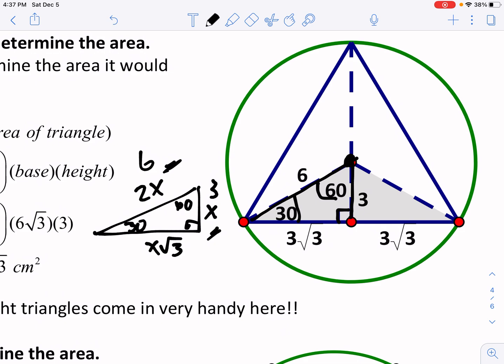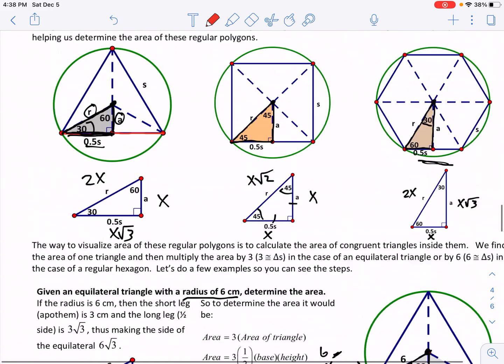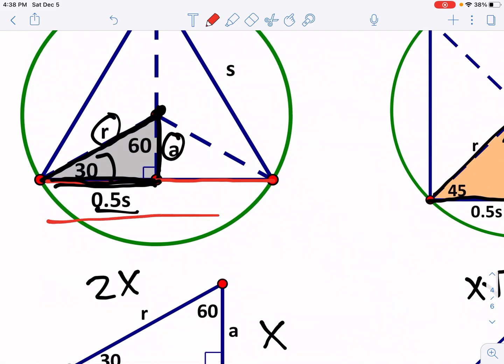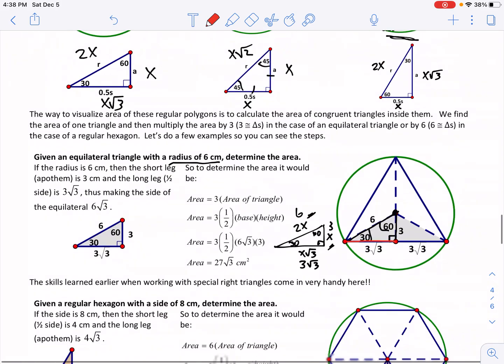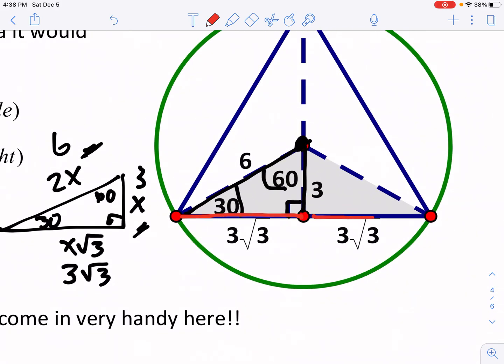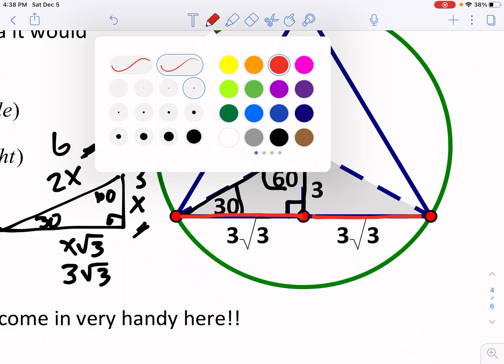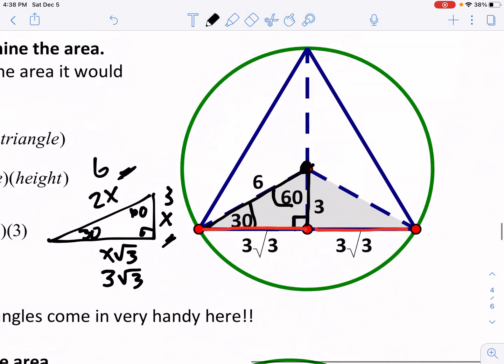Well, if this is 3, this makes this 3 square root of 3, okay? 3 square root of 3. So this side here would be 3 square root of 3. But remember, that's half, okay? That's half of the total length here. So then this side of the triangle would also be 3 square root of 3, which means in total, the side length of our big triangle would be this plus this, which makes 6 square root of 3, okay?